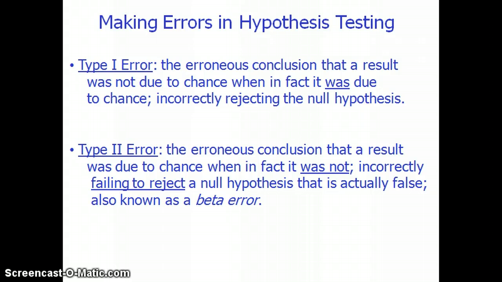is true. Type 2 error is when you don't reject the null hypothesis and the null hypothesis is false.